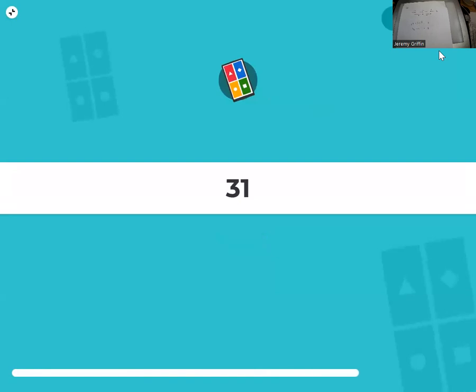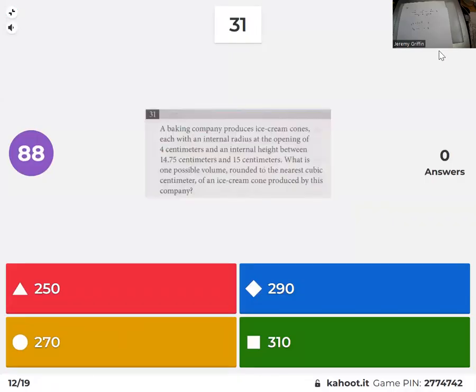More points. 31. A baking company produces ice cream cones, each of which has an internal radius at the top of 4 centimeters and an internal height of 14.75 to 15 centimeters, so pretty much 15 centimeters, right? What is one possible volume, rounded to the nearest cubic centimeter, of an ice cream cone produced by this company?